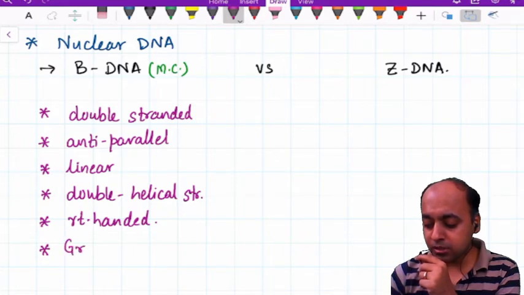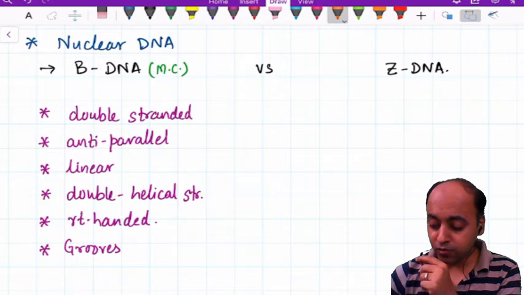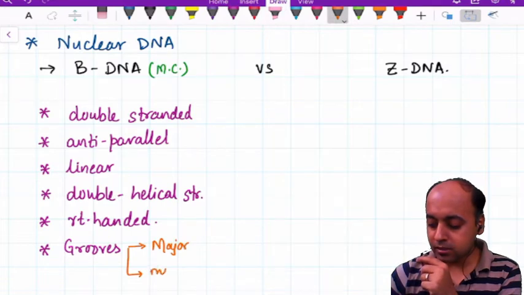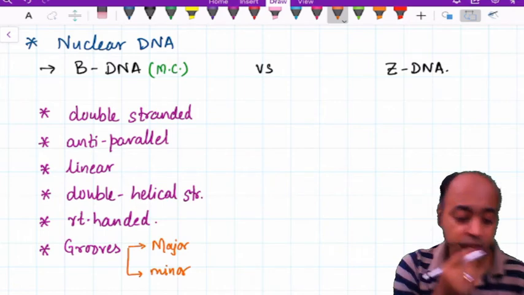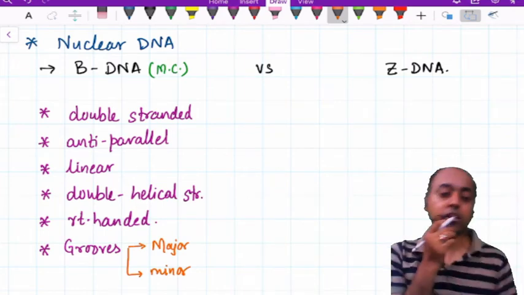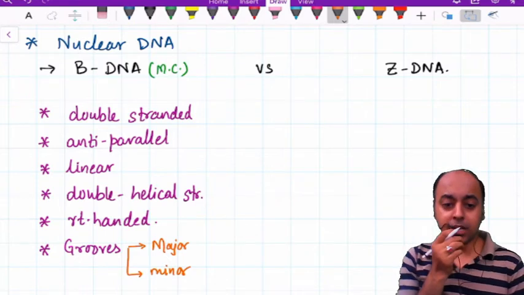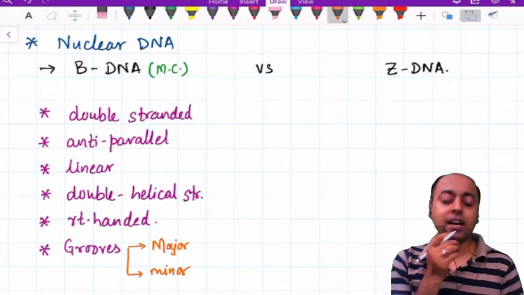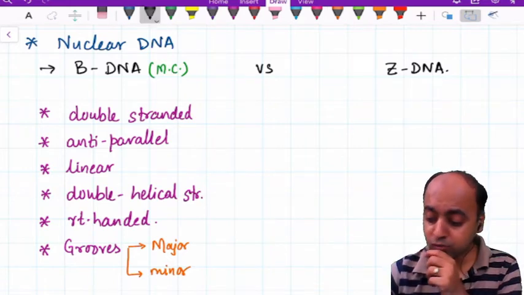find the presence of grooves. This is very important. We find the presence of grooves. They are major and minor grooves. So double stranded, anti-parallel, linear, double helical structure, right-handed, and the presence of grooves, the major and the minor grooves.